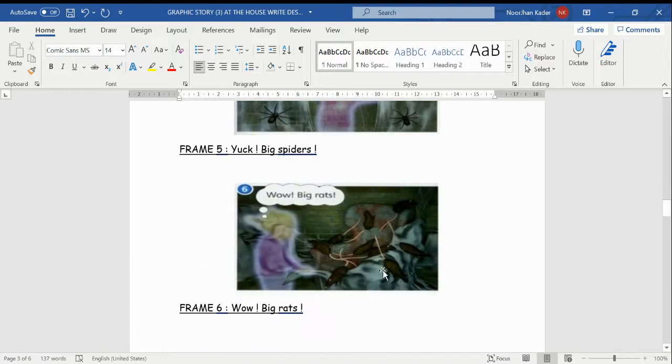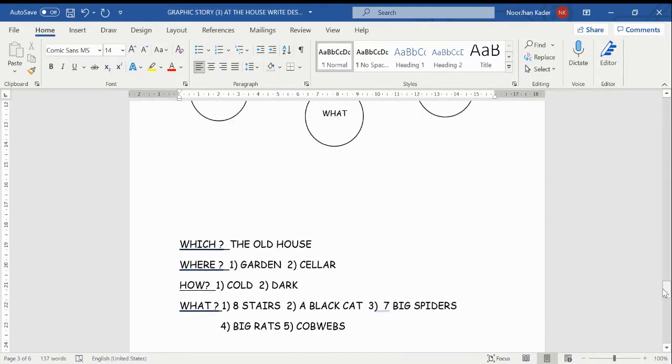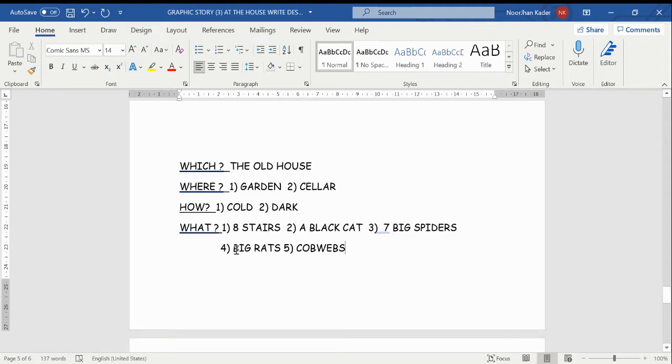But here you can count the rats. Okay, you can count. There are actually 1, 2, 3. No, wait. 1, 2, 3, 4, 5, 6. Wait. 1, 2, 3, 4, 5, 6, 7, 8, 9. Okay, there are 9 rats. Okay, 9 big rats. I'm sorry about this. I forgot just now to describe about the rats. So there are actually 9 big rats. And cobwebs, I did not write how many because cobwebs are everywhere in the cellar.